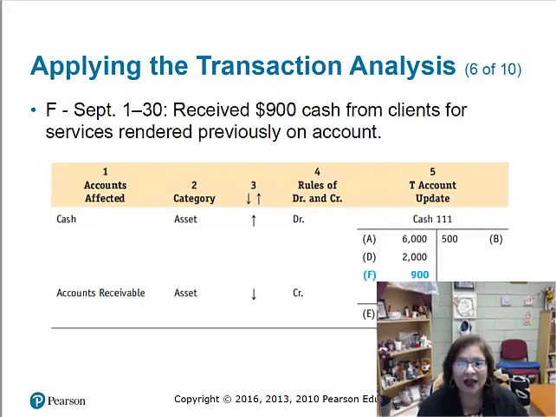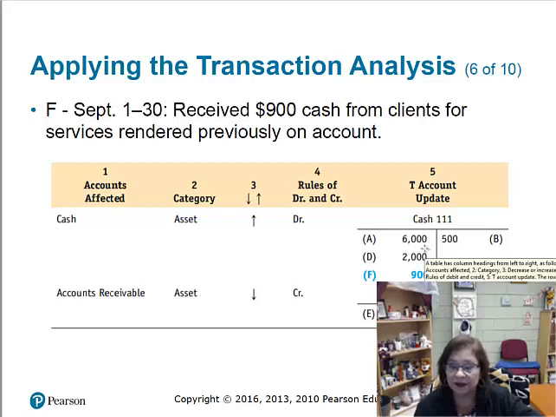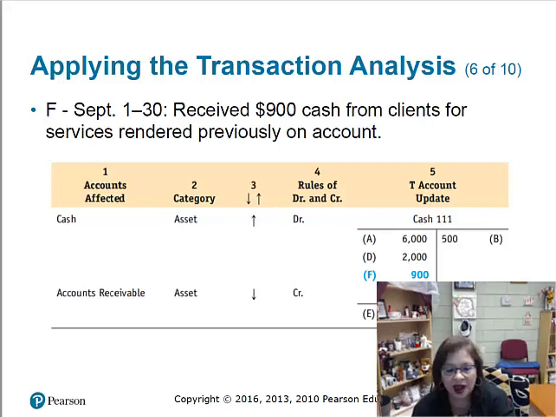Okay? Then the other thing is we now receive $900 from what we have on account. So cash is debited because we got money in. Now we credit the accounts receivable, right? Decreasing the amount of money that they owe us. Now they only owe us $2,100 because they gave us some money. Okay? Keeping track of who owes us, who we owe, and the money coming in and going out as well.